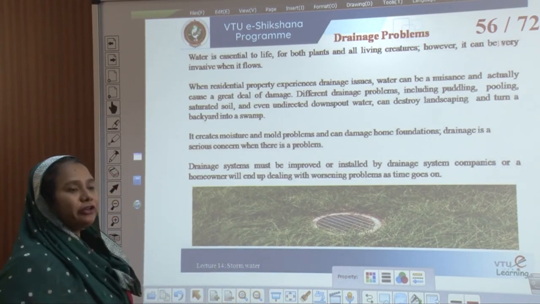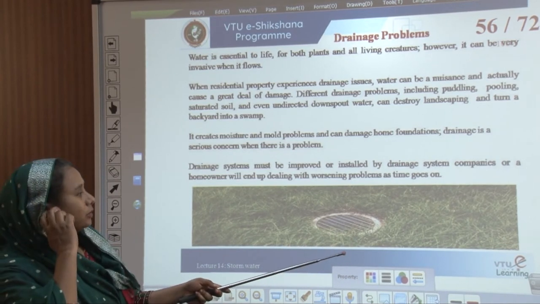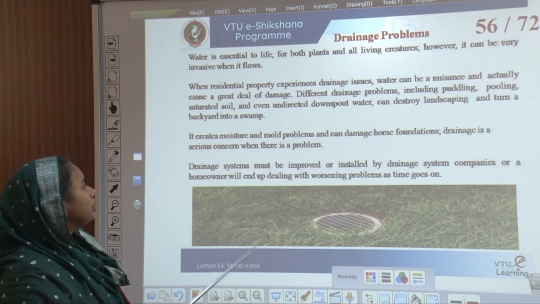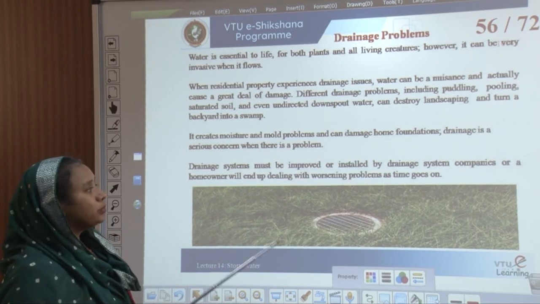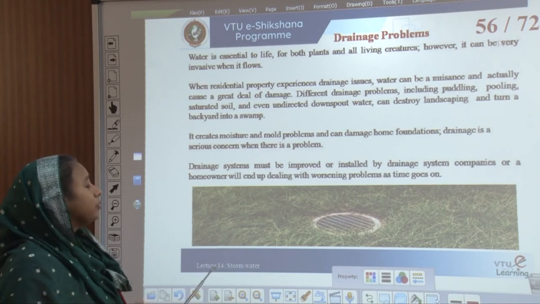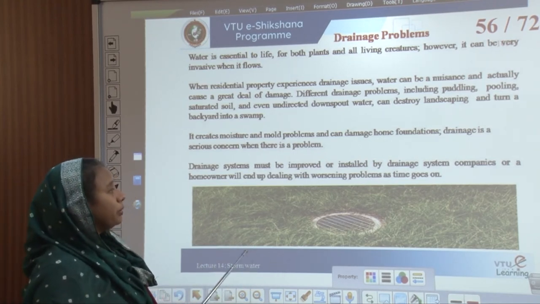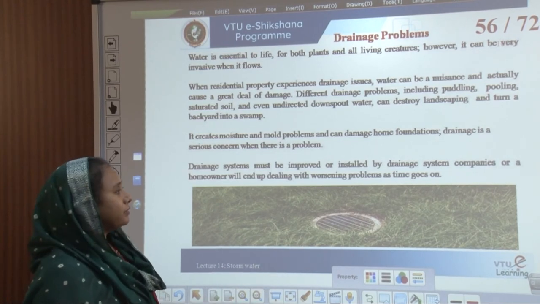So, you have to be very sure about providing the right kind of sewage outlets. All the moisture and mold problems which would damage your houses or your foundations, which is a major serious concern, can be improved by installing a proper drainage system.